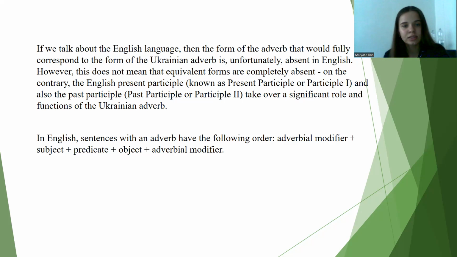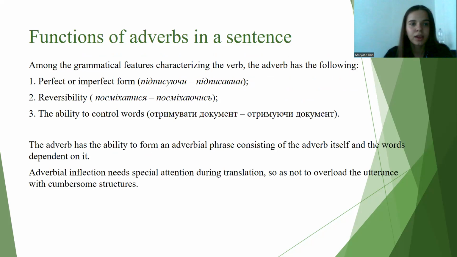In English, sentences with an adverb have the following order: verbal modifier plus subject plus predicate plus object plus adverbial modifier. Functions of adverbs in a sentence. Among the grammatical features characterizing the verb, the adverb has the following. First one, perfect or imperfect form: підписуючи, підписавши. Reversibility: посміхатися, посміхаючись. The ability to control words: отримувати документ, отримуючи документ.